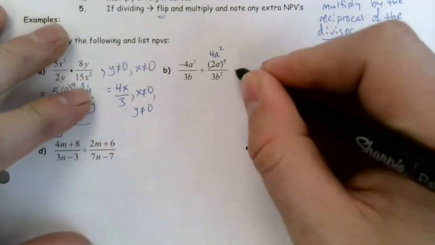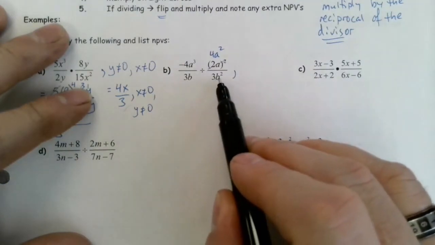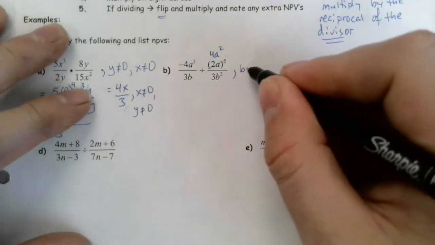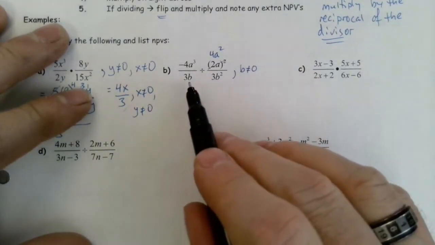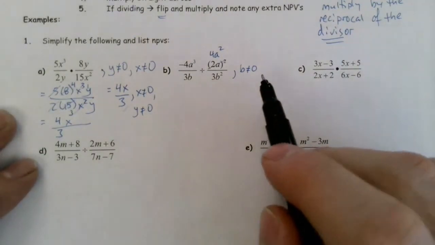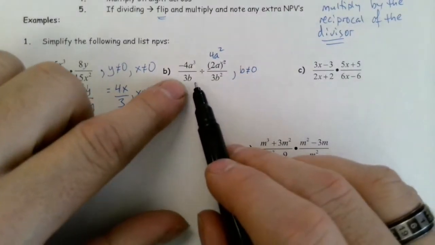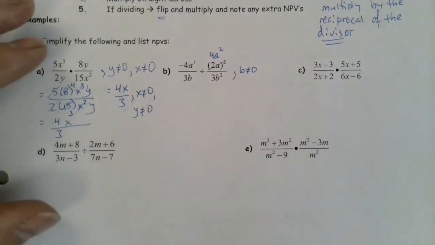Now, I'm going to take a look at my non-permissibles, and I notice that I've got a b in the denominator and another b over here. So what that means to me is I cannot allow b to go to 0. And that's because b is a factor. It's not just its presence in the denominator that requires me to say that b can't be 0. It's because b is a factor all unto itself in the denominator. And I can't allow that factor to be 0.